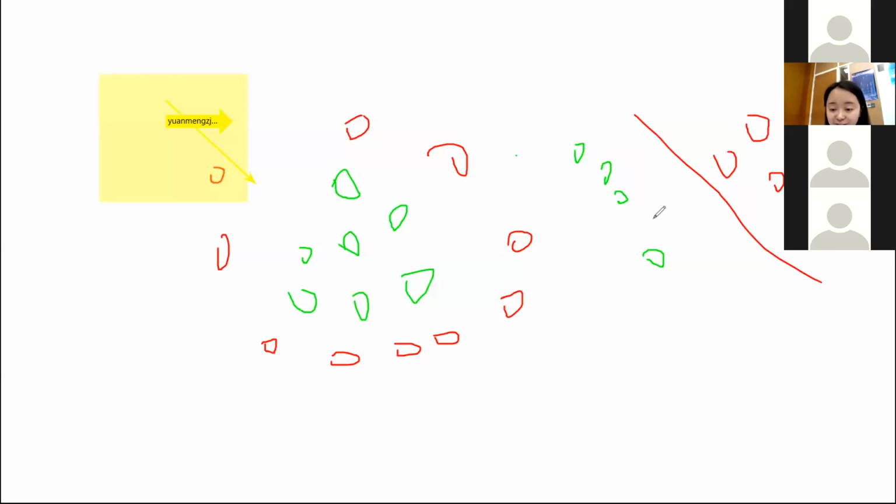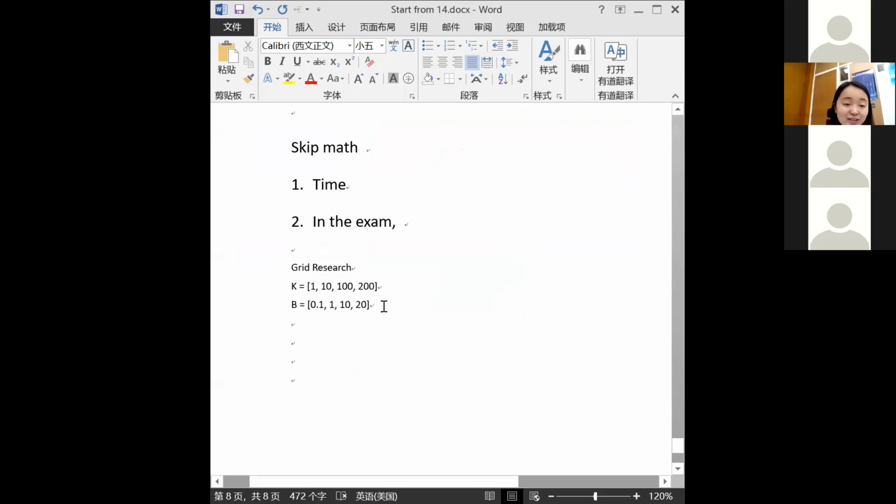Oh, sorry. So here, for example, we have a machine learning model, and for this machine learning model, we have two hyperparameters. The first is k, and the second one is b. So maybe we will decide some candidates of k from 1, 10, 100, and 200. That's some possible values of k. And for b, the possible values may be 0.1, 1, 10, or 20.